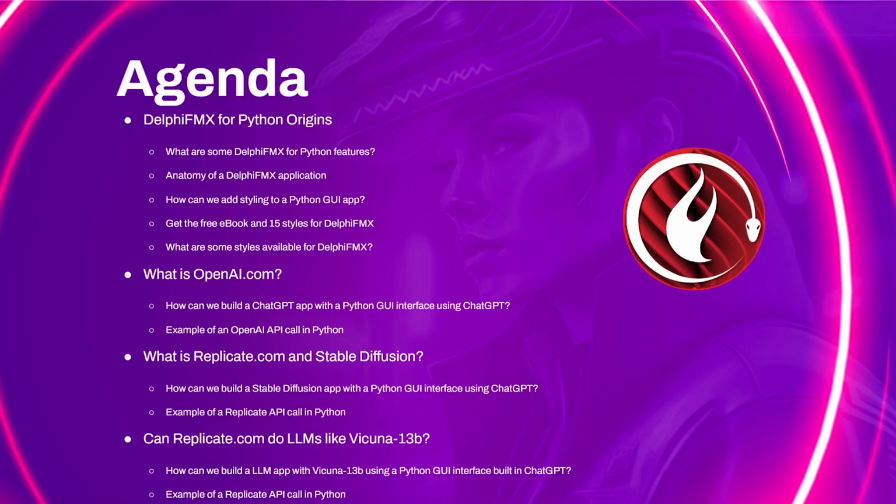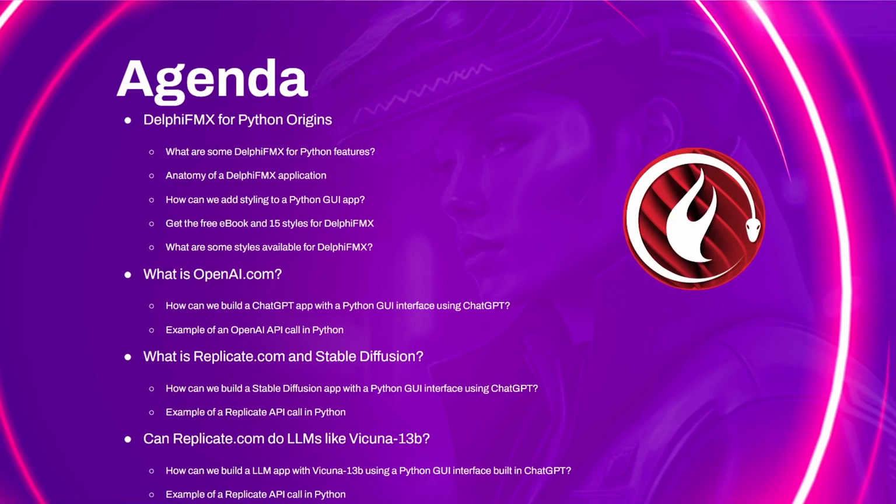After that, we're going to look at what is replicate.com and what is Stable Diffusion. And part of that, we're going to see how to build a Stable Diffusion type application using Python with a GUI, and we're going to use ChatGPT to do that as well. We're going to look at the replicate API and some more information, and we'll check it out in PyScripter as well.